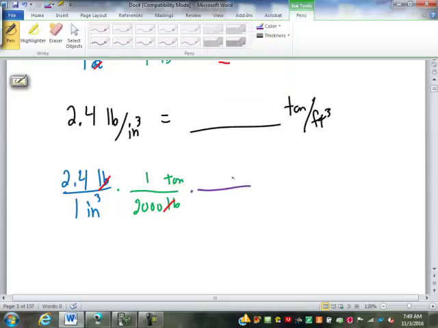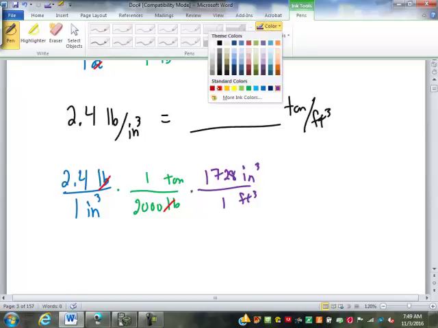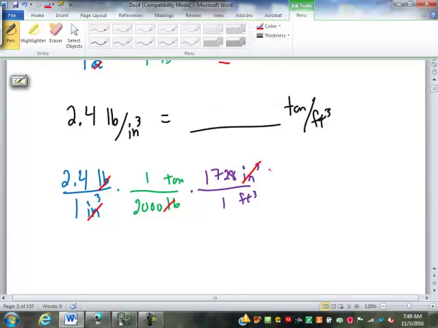Now I gotta change the cubic inches, so I'm gonna put them on top since they're on bottom. Going into cubic feet, 1 cubic foot is 1,728 cubic inches. So cubic inches are gone. Now I'm gonna show you a shortcut. What I've been doing is just multiplying across the top, 2.4 times 1 ton times 1728, getting that answer, then 1 times 2,000 times 1, getting that number, then dividing them out.